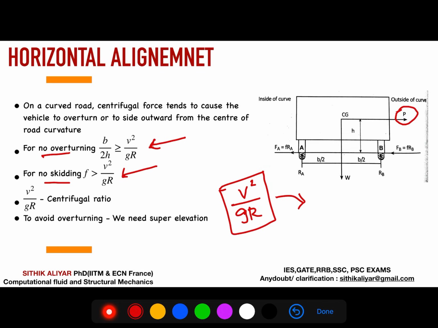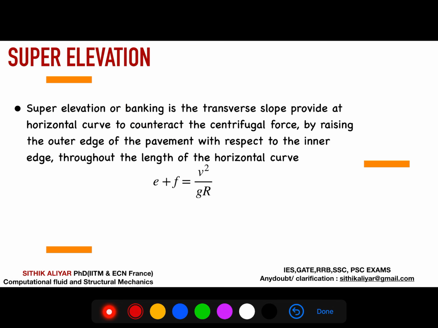So to avoid overturning, we cannot always have our body dimension to be in the sense of b by 2 or something like that. So to prevent the overturning, we are going to introduce a concept called super elevation. Coming to the super elevation, it is a transverse slope. So far, the road you have studied was something like this. At the initial part of the videos I already introduced something called camber, which is something like this, where we raise the middle of the road surface.